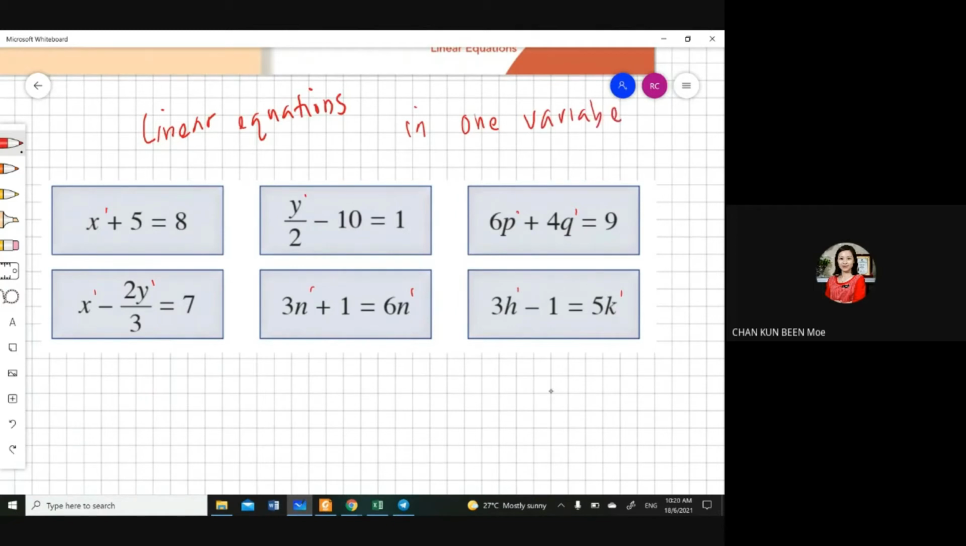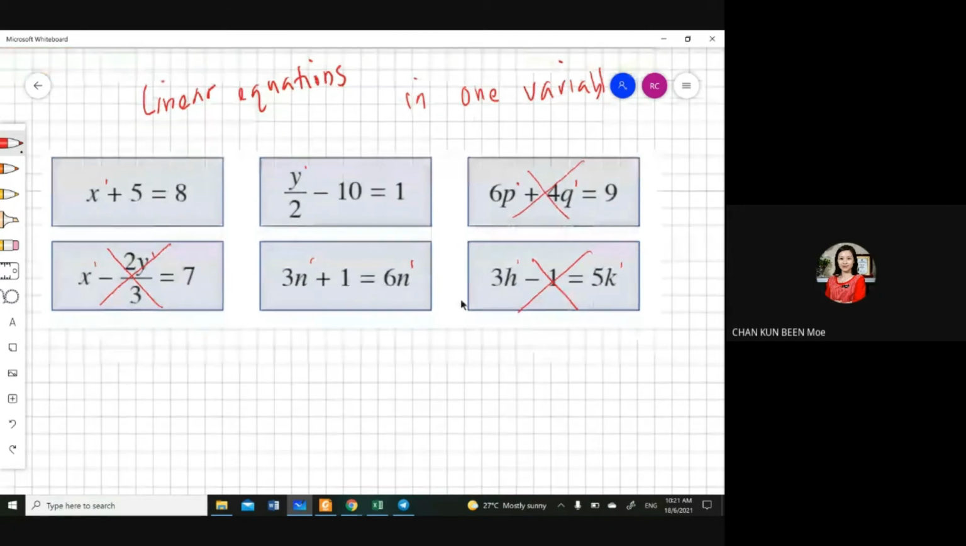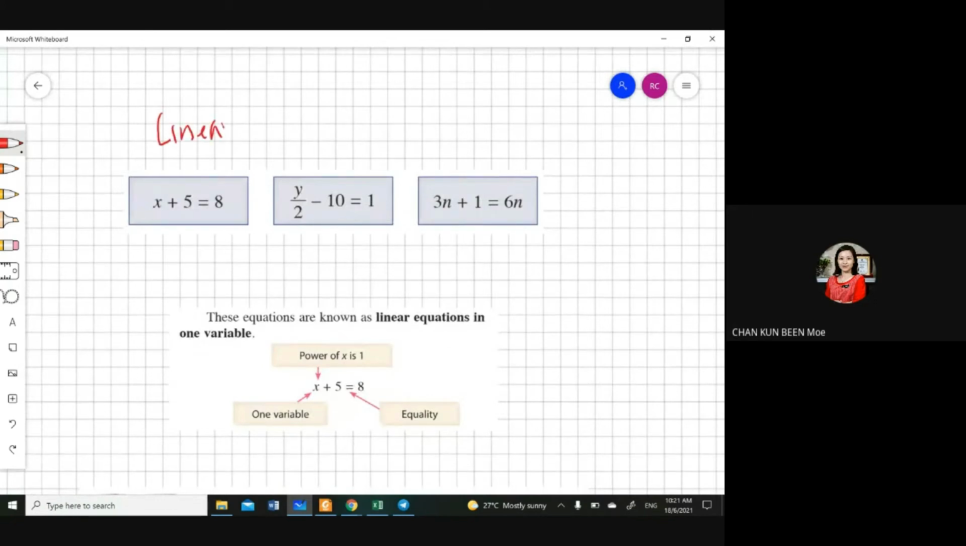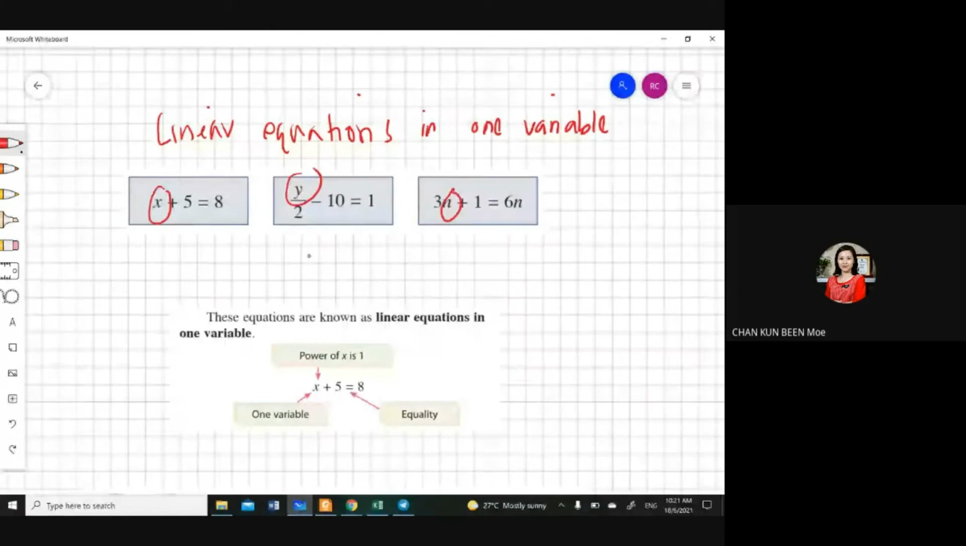So the ones with 2 variables are out. We are not going to look into this, this, and this. That's why we have these 3. These 3, we call linear equations in one variable. Can you remember this? Linear equations in one variable. Because there's only one variable here, one variable here, one variable here. Because they are the same, we consider it as 1.